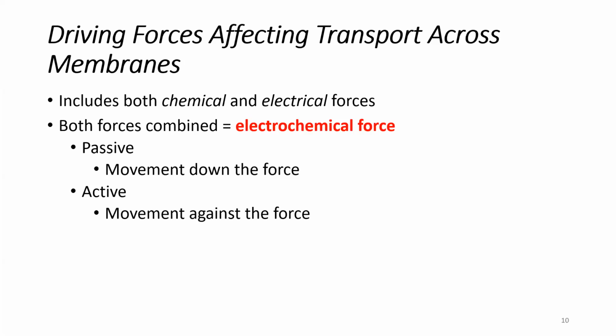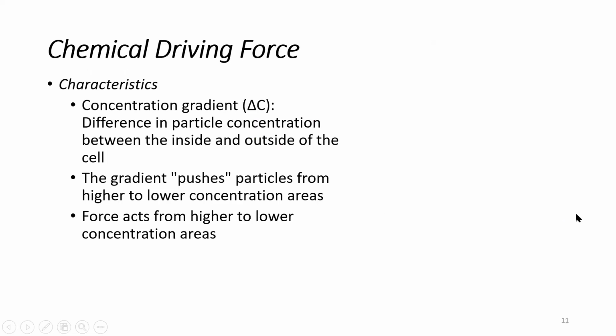So passive movement, we said, is down the force, and active movement is going to be against the force. And so we'll describe what down the force and against the force means in respect to the chemical force first, and then we'll talk about the electrical force afterwards. So let's start out with the chemical driving force. Let's describe it a little bit and talk about what it really means.